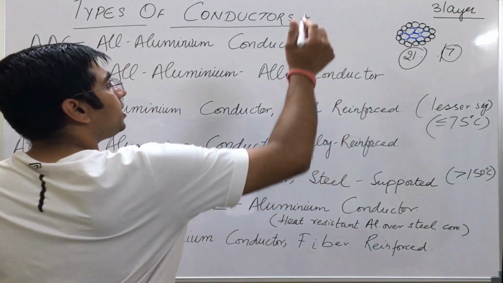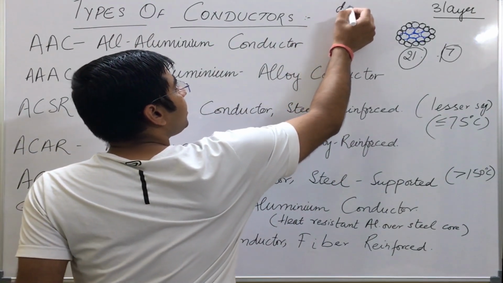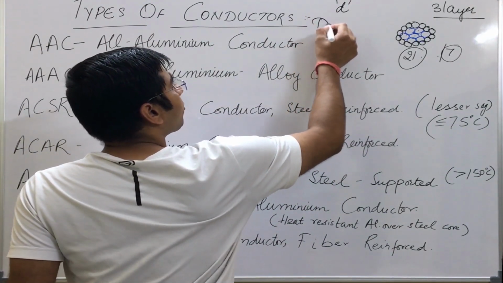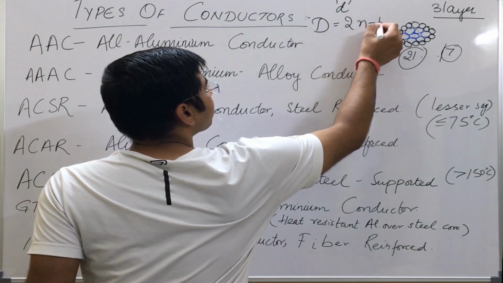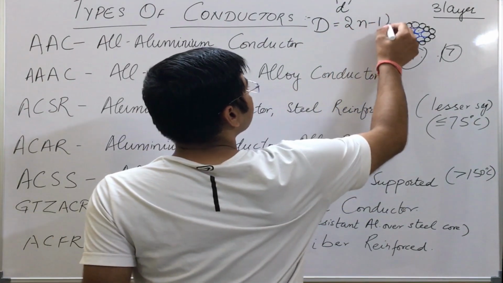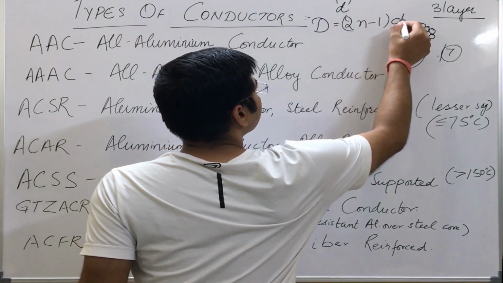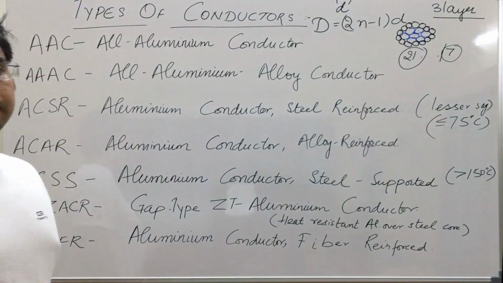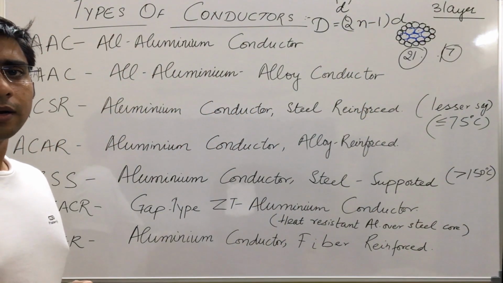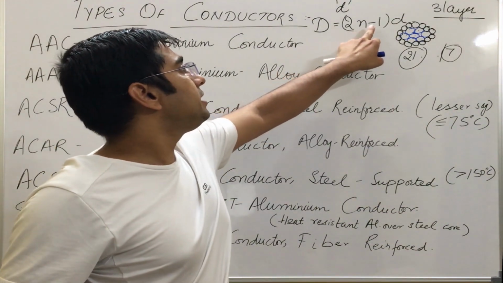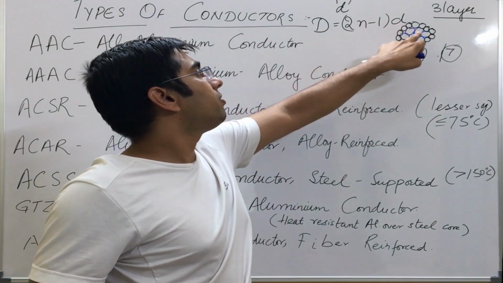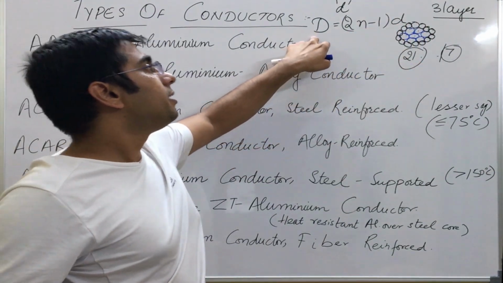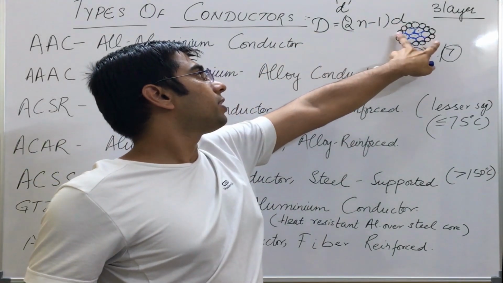So let us say if the diameter of one strand is D, then the total diameter of the conductor will be (2n-1)D, where n is the number of layers and D is the diameter of one strand, and capital D will be the total diameter of the conductor.